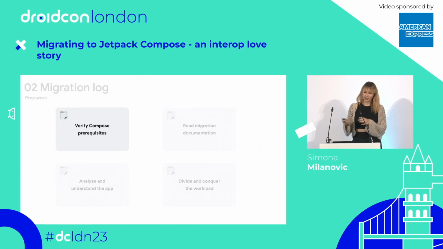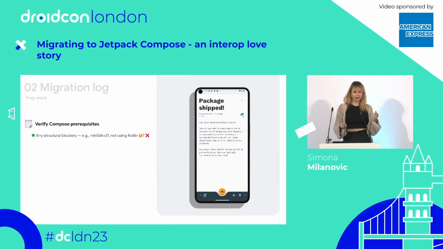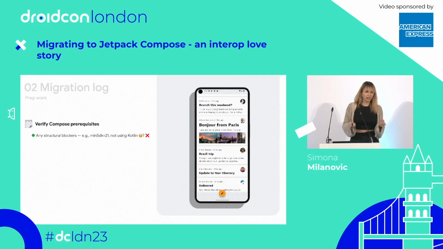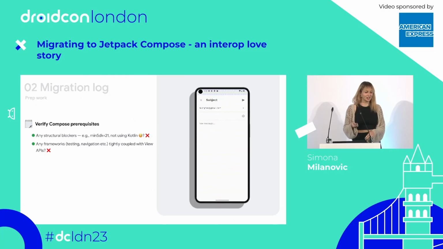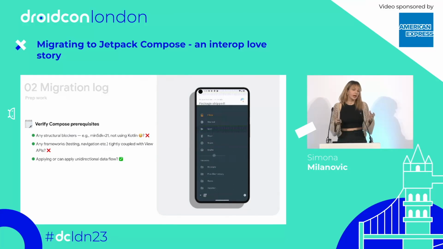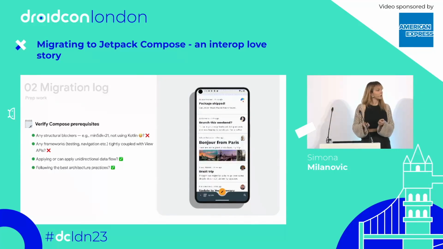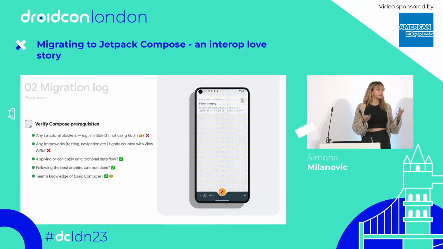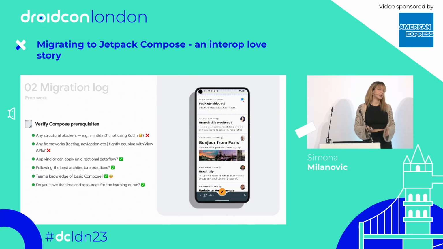So firstly, make sure that your app is in a good position to start the Compose migration. And this means checking if, for example, there are any structural blockers, minimum SDKs, or not using Kotlin, something like that. Any frameworks like testing, navigation that are too tightly coupled with your View APIs. Are you applying or can apply UDF as it is? Are you following the best architecture practices? What is your team's knowledge of basic Compose? And ultimately, do you have the time and the resources at this stage for the learning curve of Compose?